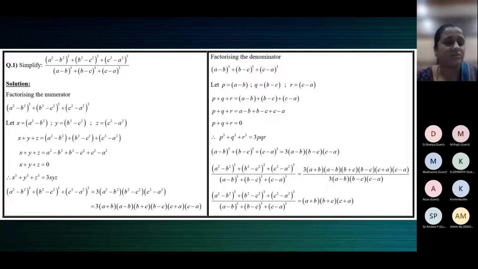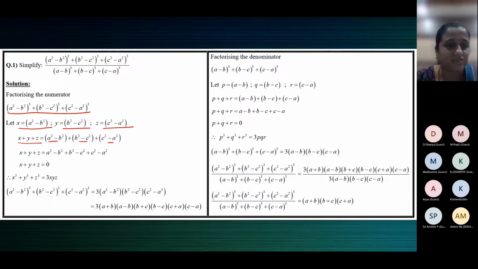You can see here, we'll take up the numerator. This is the numerator. So let x be equal to a square minus b square, y be equal to b square minus c square, and z be equal to c square minus a square. Now let's find x plus y plus z.